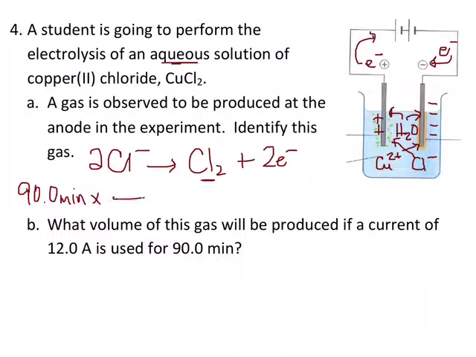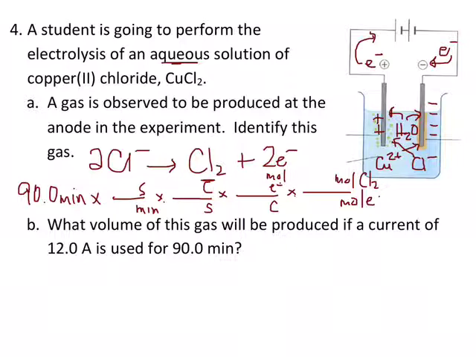Right, switch your minutes to seconds, switch your seconds to coulombs, switch your coulombs to moles of electrons, and switch your moles of electrons to moles of Cl2. So now the first multiplier, 60 seconds in a minute. The second one is our current. The current was 12 amps, so 12.0 coulombs per second.